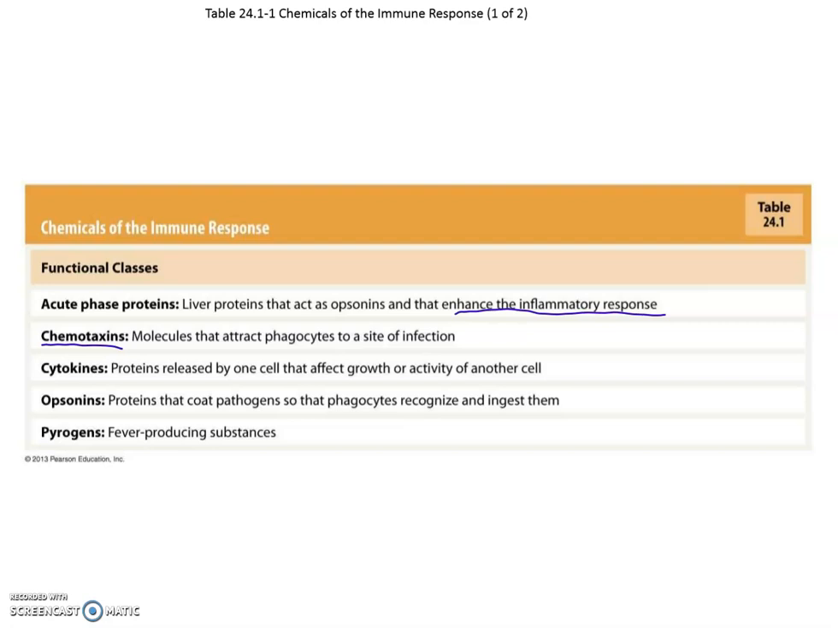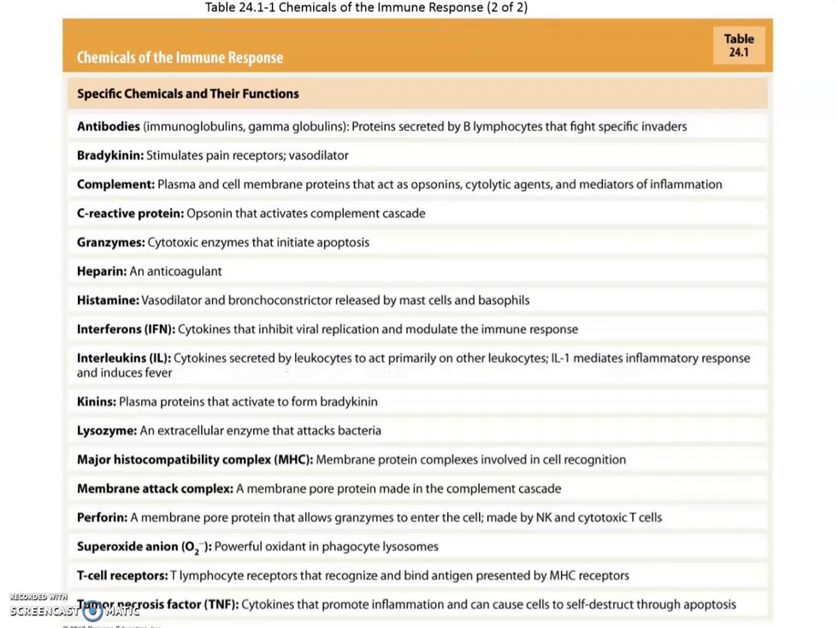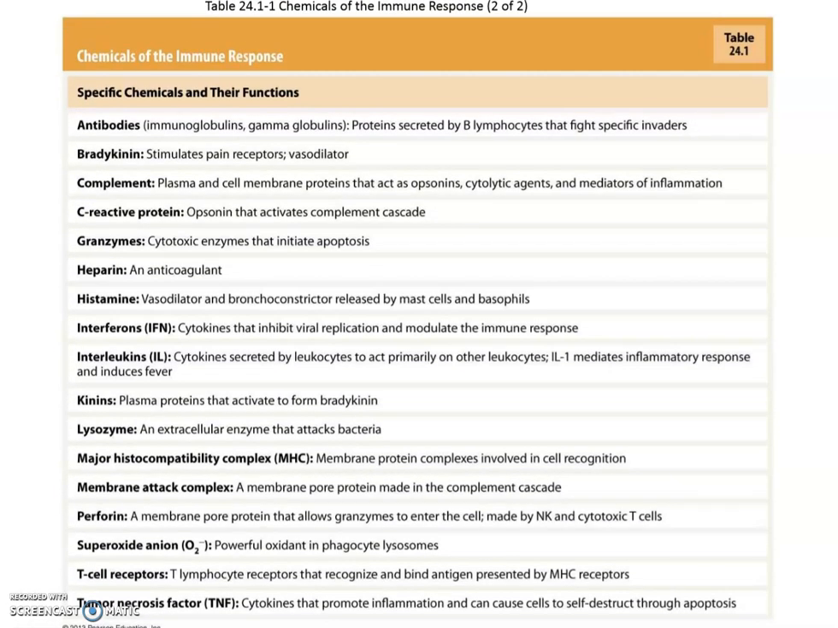Opsonins, those are coating proteins. They will coat a pathogen and it makes it that much easier for a phagocytic cell to eat those bacteria up. So they're basically labeled bacteria, but they have opsonins on them. Pyrogens are fever-producing substances. And here is a long laundry list of other terms and chemicals that you should know about. So let's go through them and I'll tell you which ones are important.